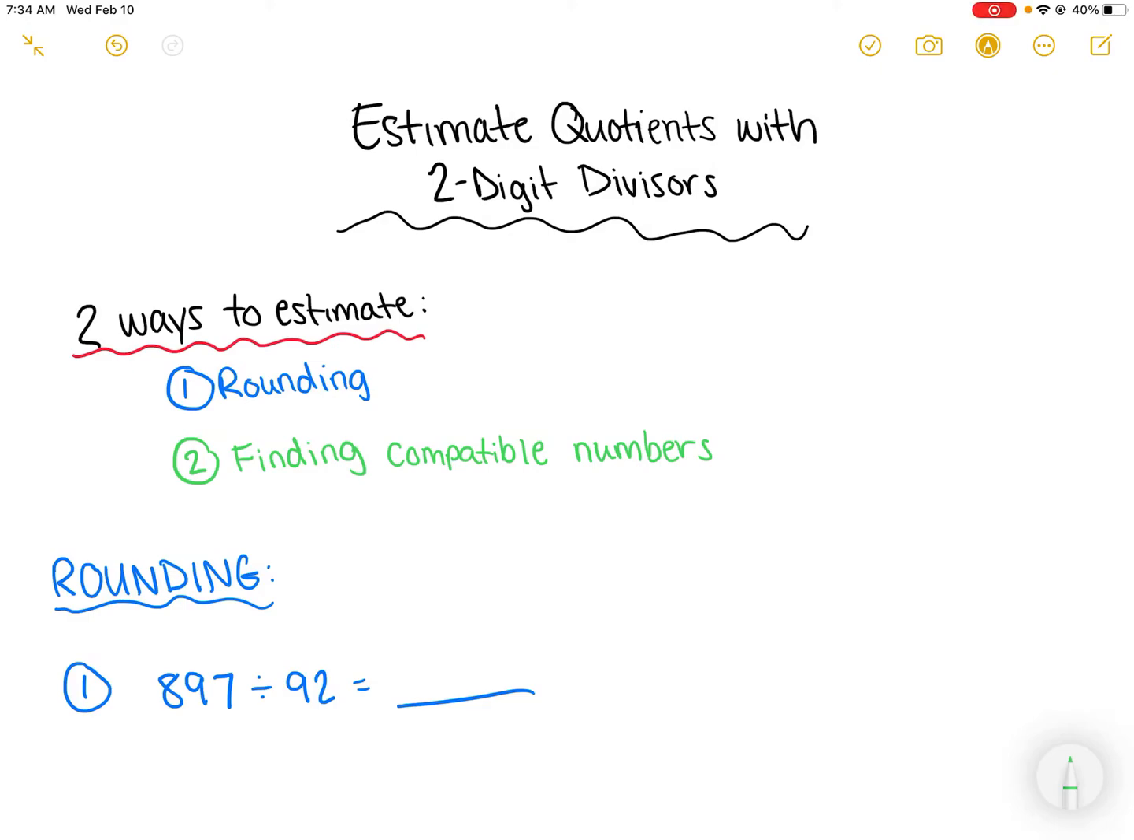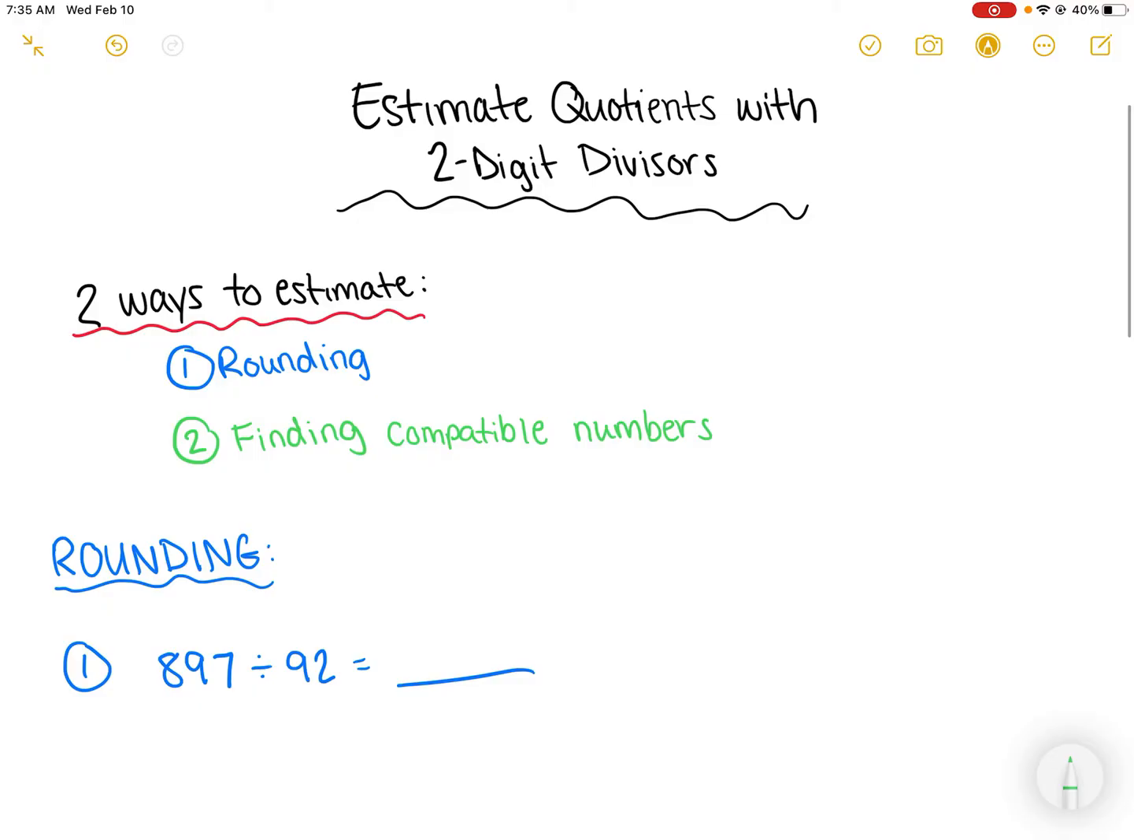Today we are going to be learning about how to estimate quotients with two-digit divisors. So this chapter we're starting to learn a little bit more about dividing, and today we're going to learn how to estimate using two different ways. We're going to estimate using rounding, which is something that you already have known how to do. And then the second way we're going to learn how to estimate is through finding compatible numbers.